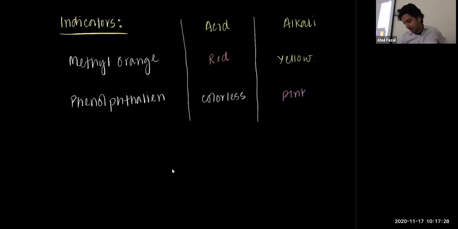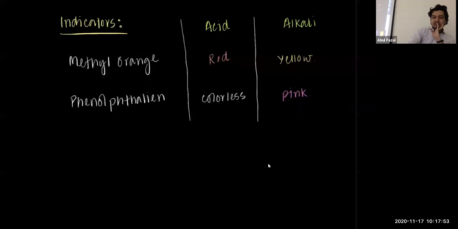Universal indicator is a cocktail of different indicators. They are made in such special ratios that you can associate a pH with each color. Okay? So these are two indicators which more or less will be useful. I hate the quality of this. Does that make sense?